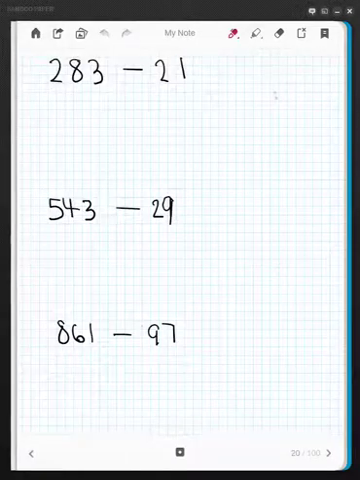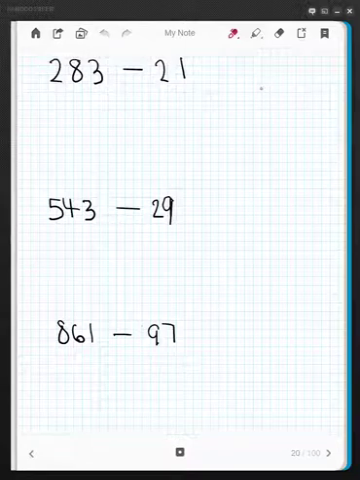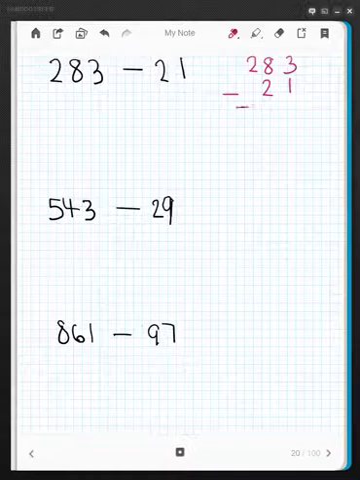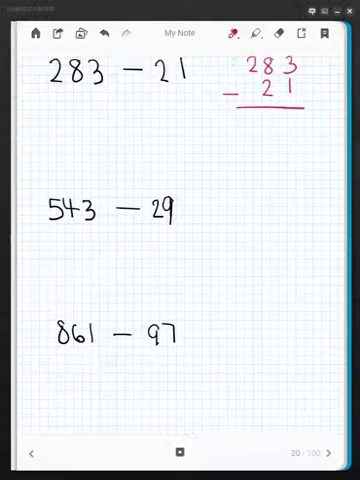So now let's go ahead and practice doing some subtraction problems. So just like in addition, we're going to line up the place values. So if I want to do 283 minus 21, I'm going to write the first number, the minuend, on top, and then I'm going to write the subtrahend underneath, lining up the place values. Now, I don't just automatically write the bigger number on top in subtraction. It has to be the minuend and the subtrahend. And then I do subtraction just like I did addition, one column at a time.